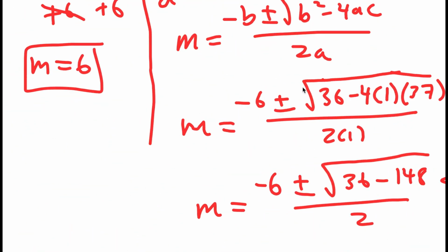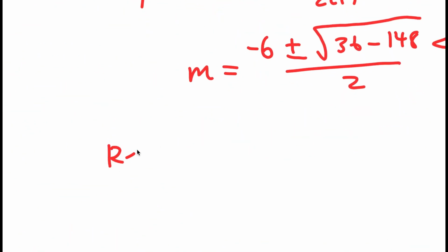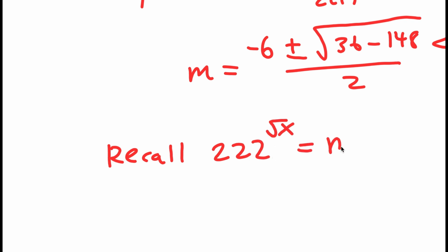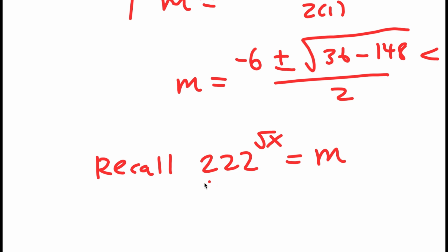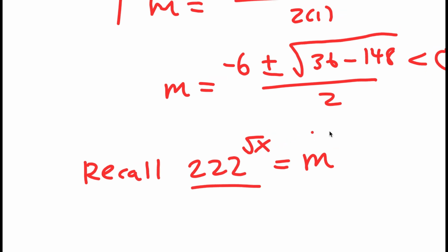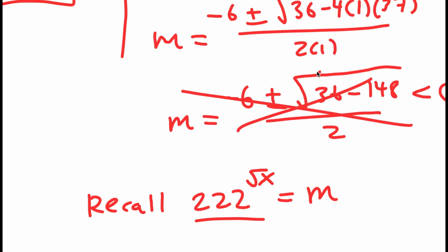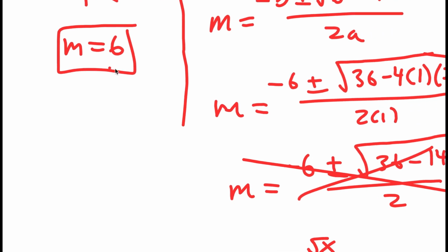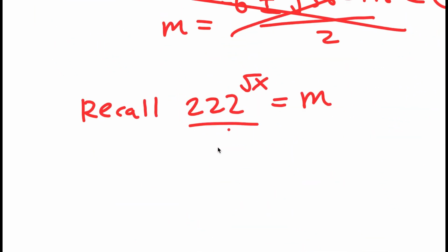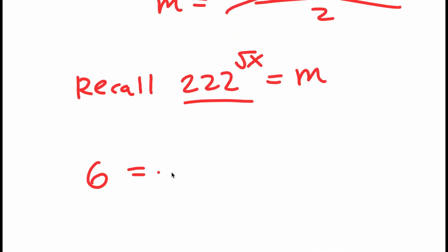And recall that 222 to the power of the square root of x is what we set the value of m to be. So we can't take the power of a positive number and make it equal negative, meaning this solution of m is unjustified. So all we have is m equals 6, meaning I have 6 is equal to 222 to the power of the square root of x.